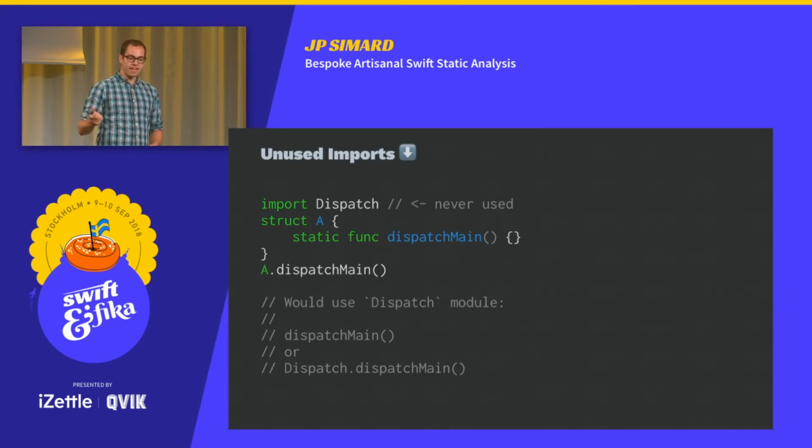So in this case, again, a contrived example, but you can imagine a function that you declare in your code that has a similar function declared in one of the Apple frameworks, for example. And in this case, the dispatch main function. Here, we're not actually calling the dispatch main function from the dispatch framework, the GCD framework. We're calling our own version of it. And so that would be an unused import.